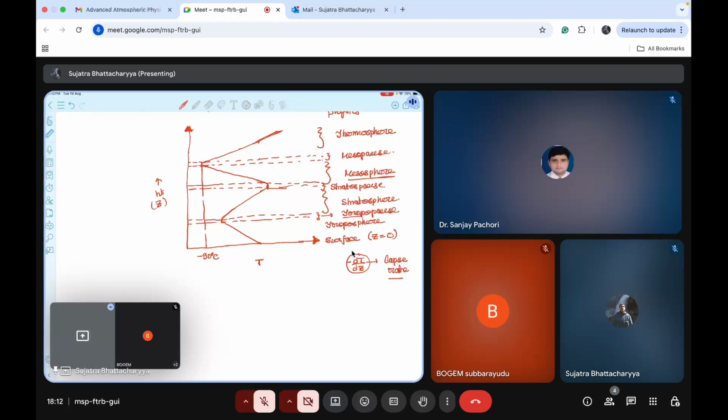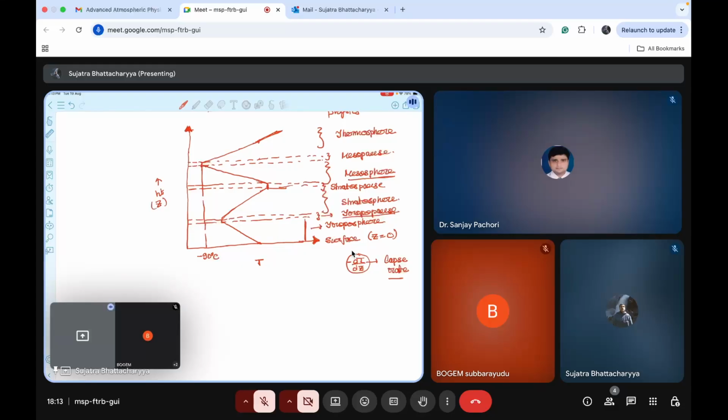This tropopause height generally changes from the equator to the poles. Over the equator, because of strong updraft and strong wind convergence, the tropopause height becomes very large, I would say. But near the poles, it is weaker. It comes to a lower level, about 12 kilometers or so. Okay, so this is the tropopause and this layer is the troposphere.